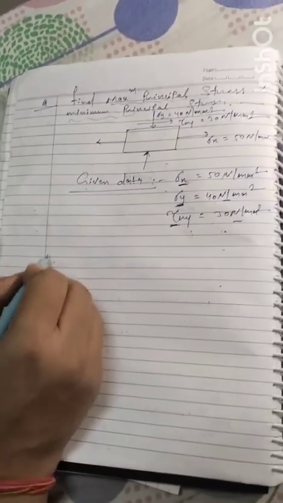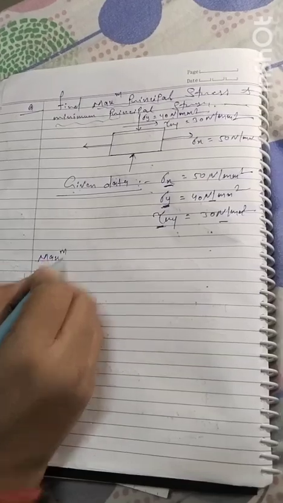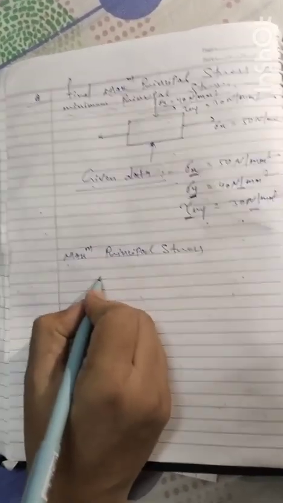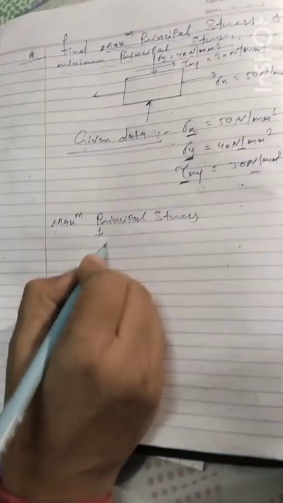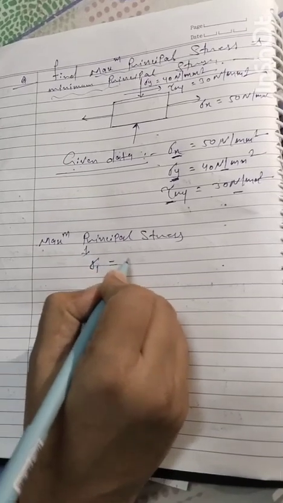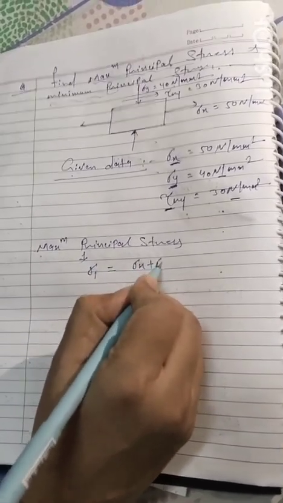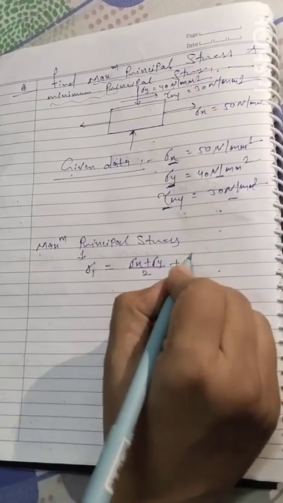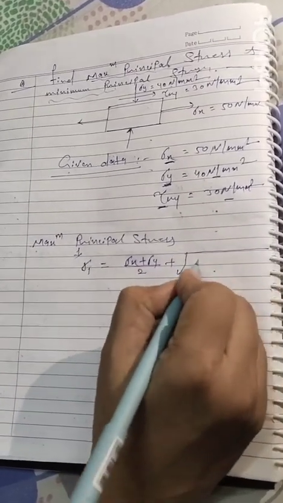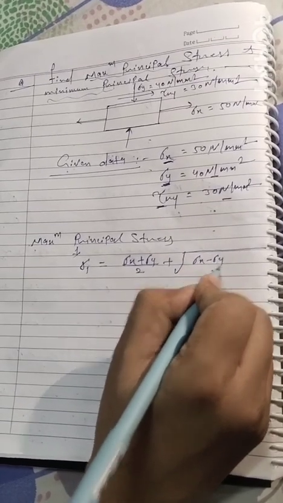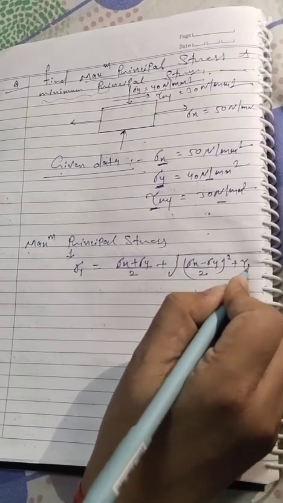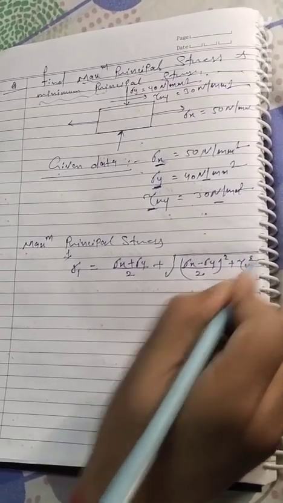You have the formula of maximum principal stress, and maximum principal stress is denoted by sigma 1. So sigma 1 is equal to (sigma x plus sigma y) divided by 2 plus under root of (sigma x minus sigma y) whole square plus tau xy square.